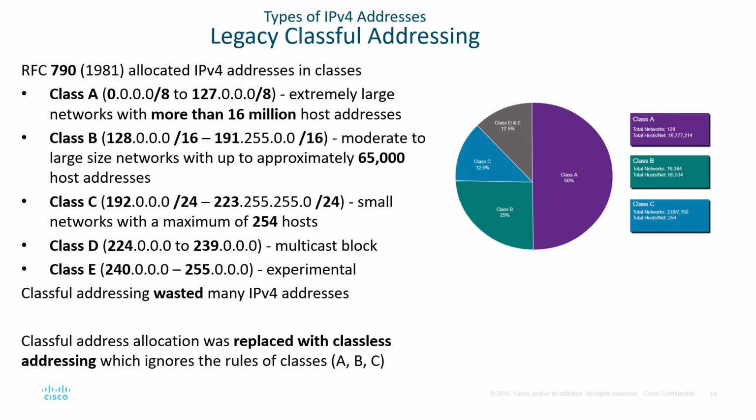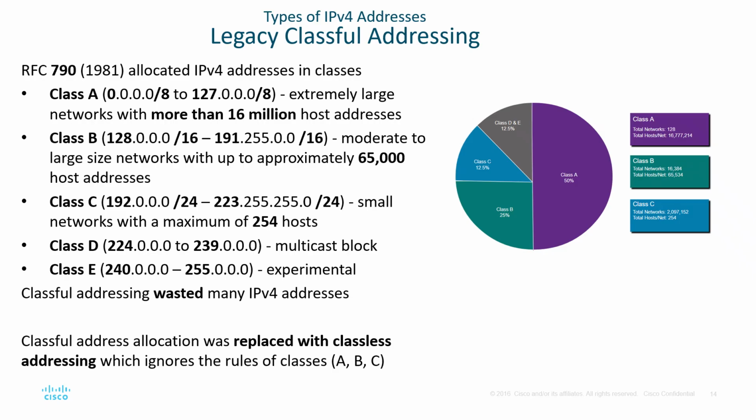Now, this is types of IP4 addressing, legacy classful addressing. Within our legacy classful addressing, which I've talked briefly about before, it is defined in RFC 790. And this is how IP4 addresses were allocated in the early days. So again, your class A is from 0 to 127 with a prefix of 8. It is an extremely large network with more than 16 million host addresses. And so therefore, it is meant for your large operating ISPs and things of that nature.